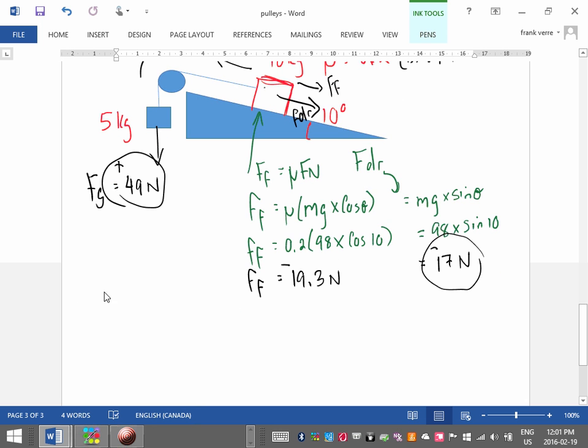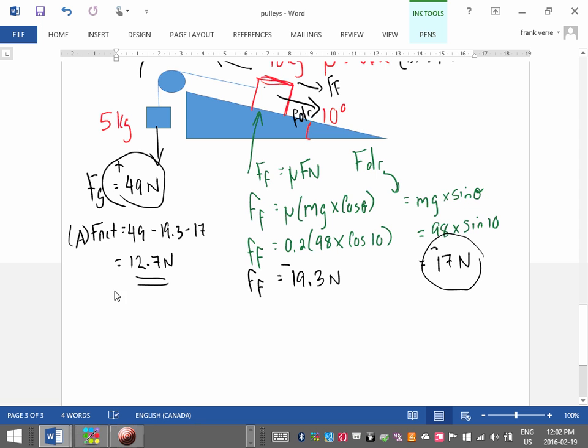So when we get our net force, a lot of work here, it's going to be the sum of 49 minus 19.3 minus 17. So what is that? 12.7. Sorry, 12.7 newtons. So there's a net force of 12.7 newtons.